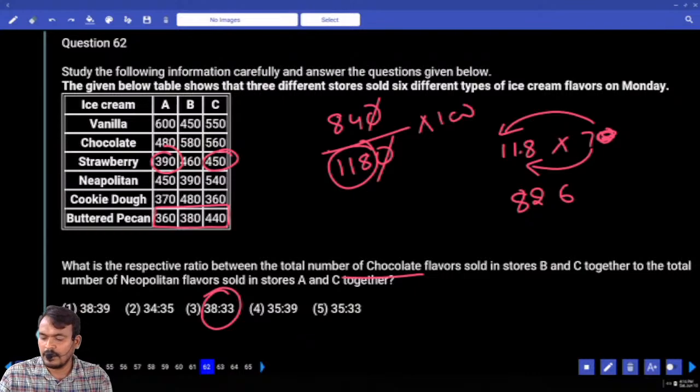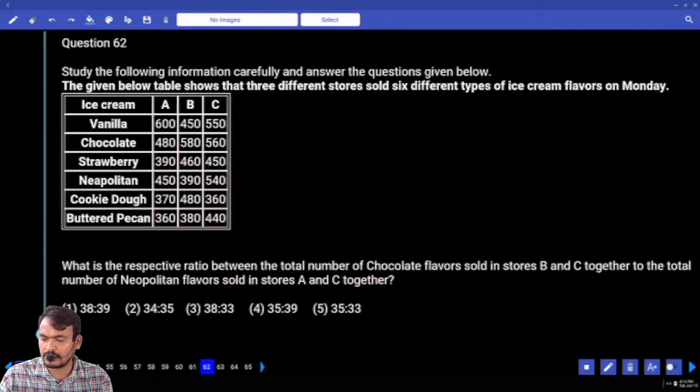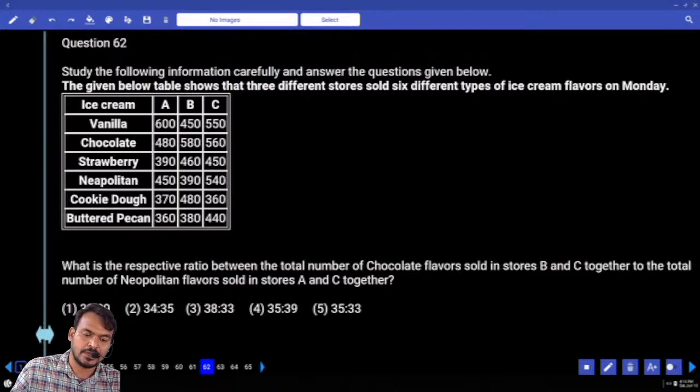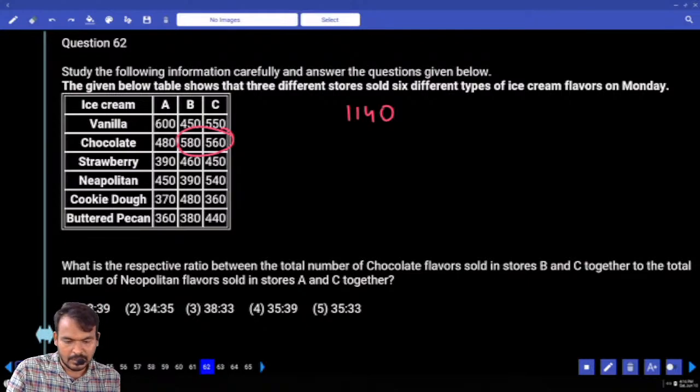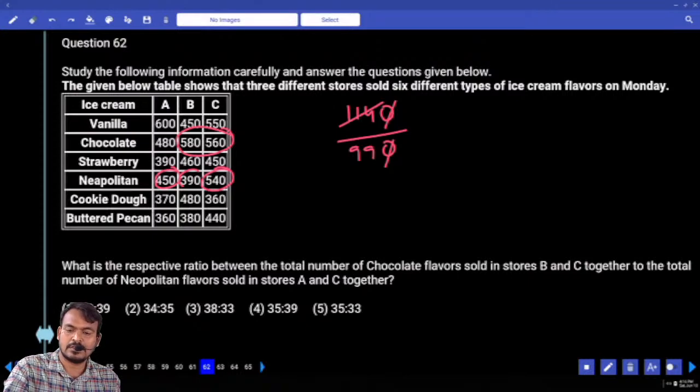Question number 62. What is the ratio between the total number of chocolate flavors sold in stores B and C together to the total number of Neapolitan flavors sold in stores A and C together? Chocolate B and C. What is the chocolate in B and C? 580 plus 560. Total it is 1140. Next, A and C Neapolitan. 450 plus 540, 990. Zeros are cancelled. 9, 3 how many times? Numerator 38, denominator 33. What is the ratio? 38 is to 33.